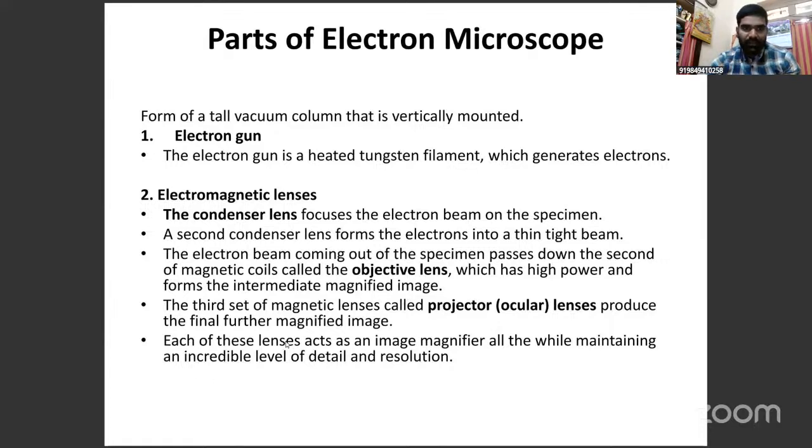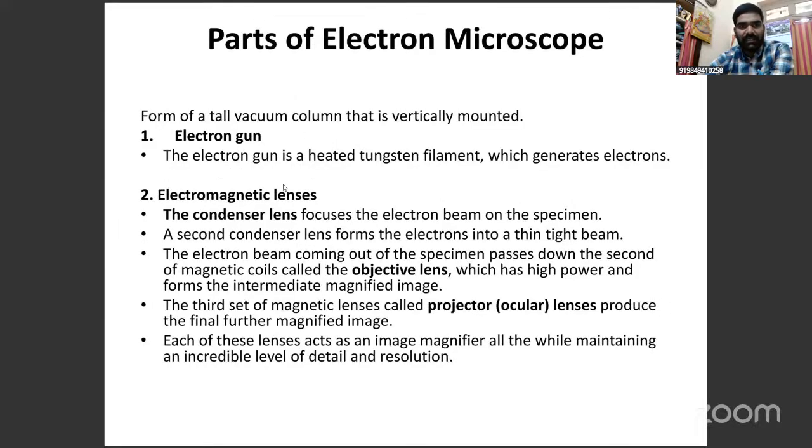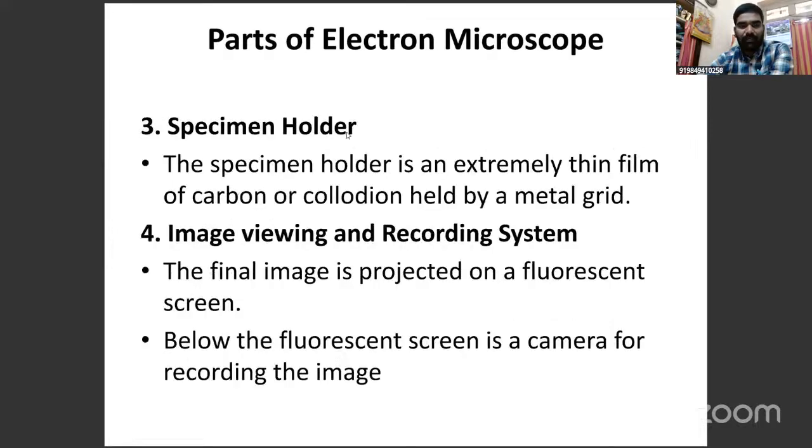Each of these lenses acts as an image magnifier, all the while maintaining an incredible level of detail and resolution of that specimen. Parts of the electron microscope: the first is the electron gun, the second is the electromagnetic lenses, and the third one is the sample holder.